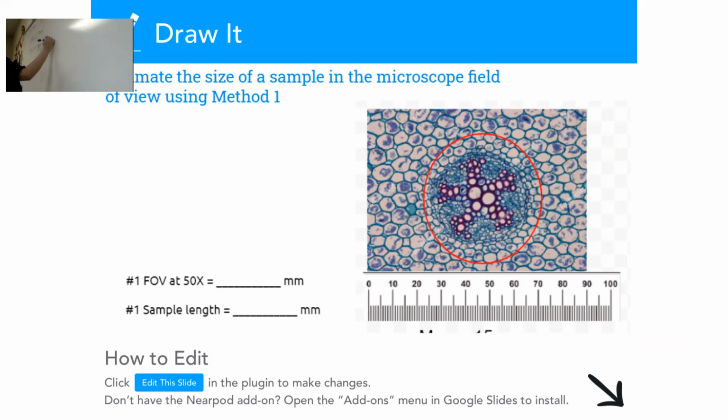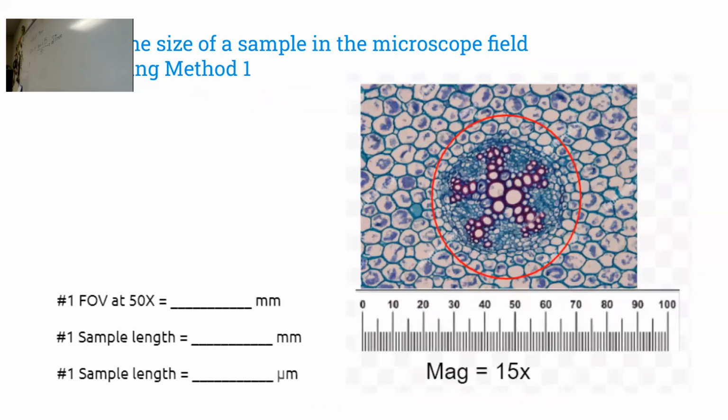27 what? Millimeters. Okay, so we've done step two. Now we know our field of view at high power, which is the first answer. Okay, our third step, what do we have to do? How many objects would fit? It tells you the low mag right here, 15, and then the high mag is 50.